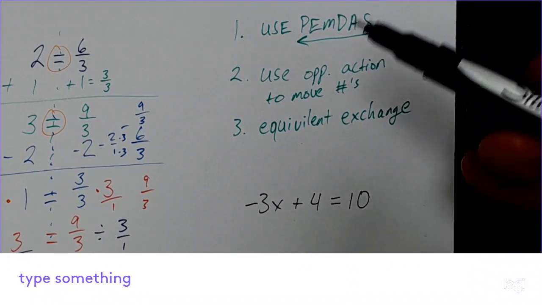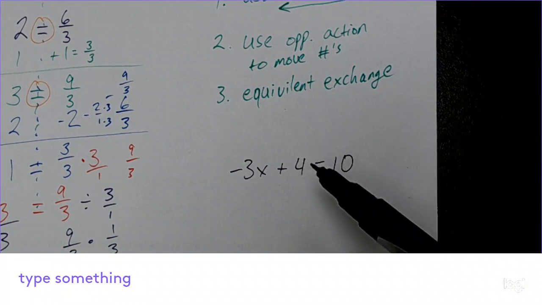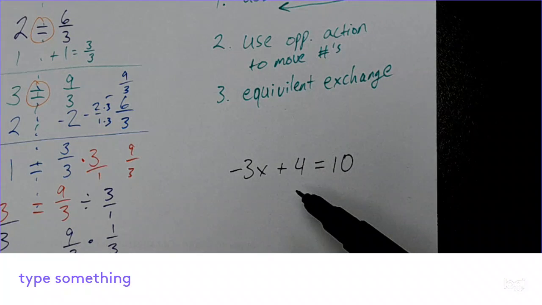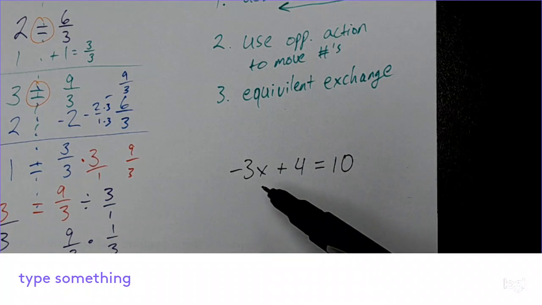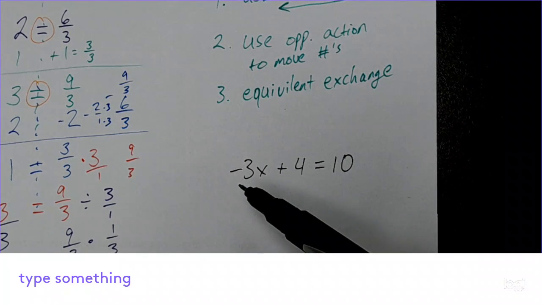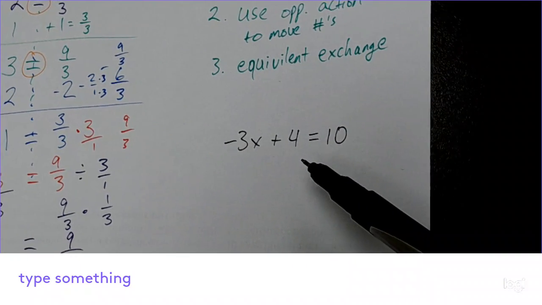So if I'm using PEMDAS backwards, I need to start with addition and subtraction. If I'm starting with addition and subtraction, that means I'm going to start with the plus 4. I'm not using the negative 3 because this isn't a minus 3. This is negative 3 times x. This is actually multiplication in disguise. It looks like a subtraction, but it's actually multiplication. This is addition and subtraction, so I'm going to move the positive 4.